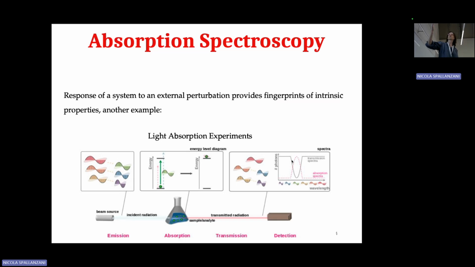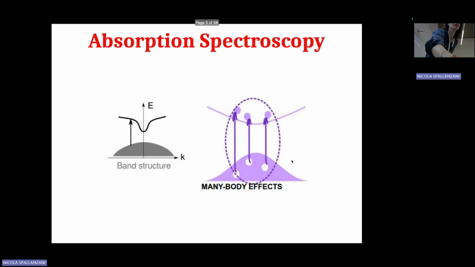In this kind of experiment, there is an incident radiation which irradiates the sample. Then a part of this radiation is transmitted. From the transmitted radiation, we can have information on the absorbed radiation, and from this kind of information, we can get, for example, the electronic band structure or single particle excitations.